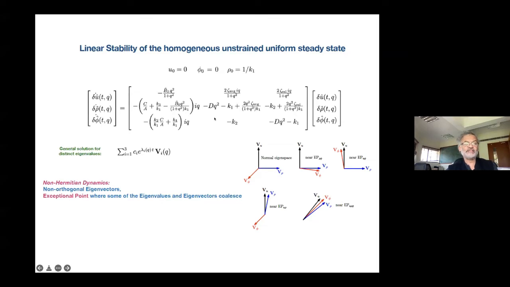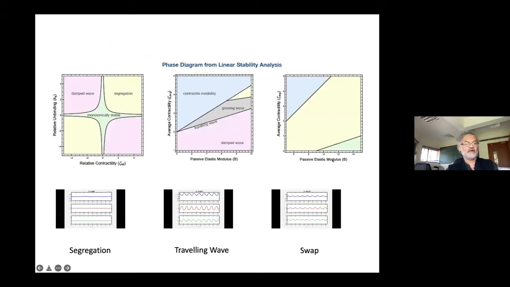What I just want to show is that because it's non-Hermitian, there is the possibility that the eigenvectors are no longer orthogonal, and indeed by changing parameters you can make these eigenvectors coalesce, like so. Two eigenvectors can coalesce, or all three eigenvectors can coalesce. Now you get a phase diagram here, and the phase diagram that I wanted to show you was here. Let's take the right hand corner, where you have active contractile stresses versus passive elastic stresses, and you find a whole regime where there is a segregation of the two components of myosin.